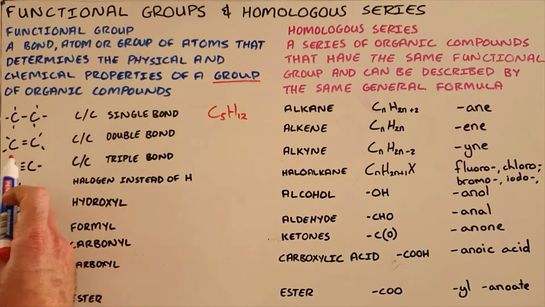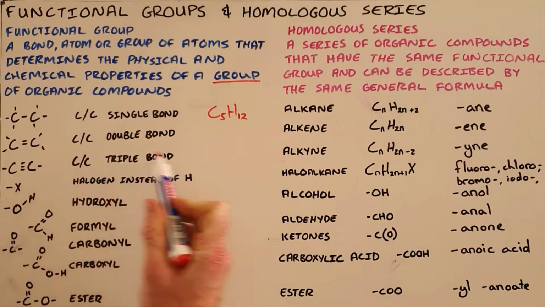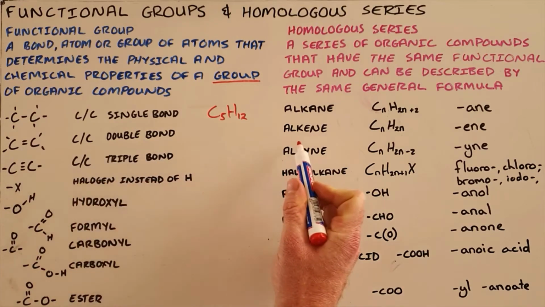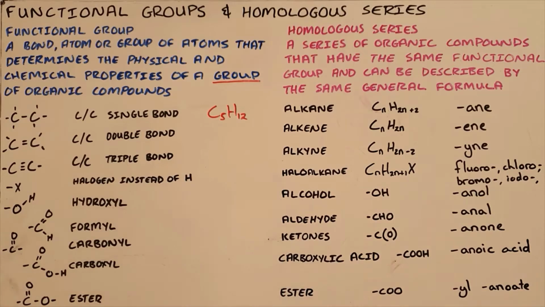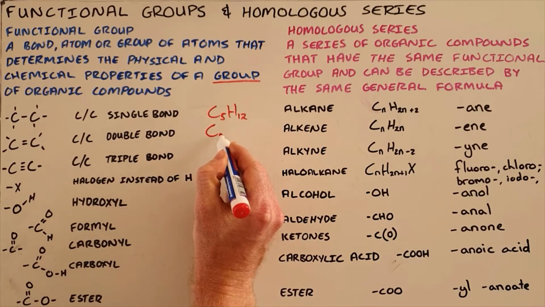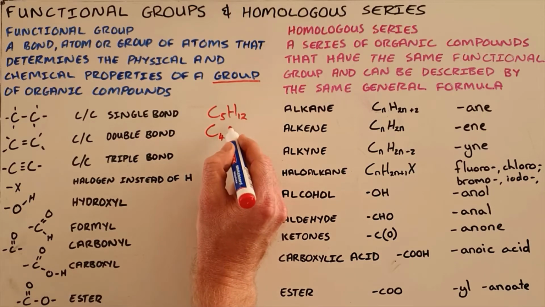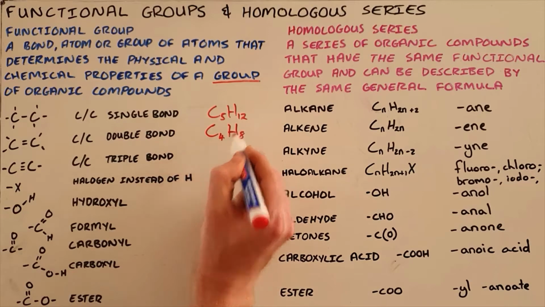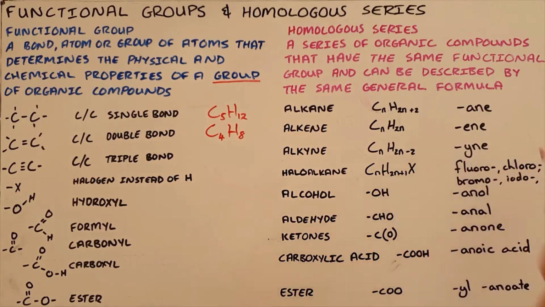Similarly, a compound that contains a double bond is called an alkene and has the general formula CnH2n, which tells us that if it contains only one double bond and has 4 carbons, then it would have 8 hydrogens, and that would always get the suffix ene.